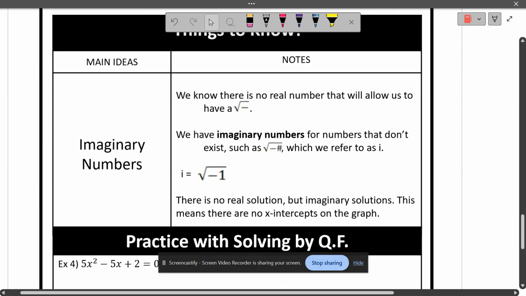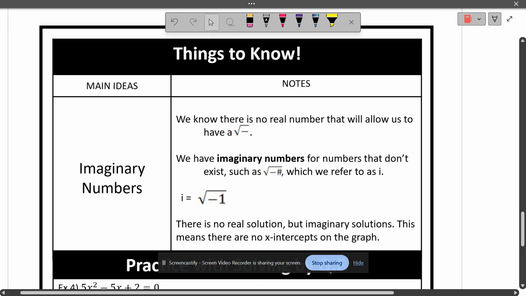All right. Next up, in the next lesson, we'll talk about imaginary numbers. But make sure to check the syllabus, do the corresponding homework, and we'll see you next time.